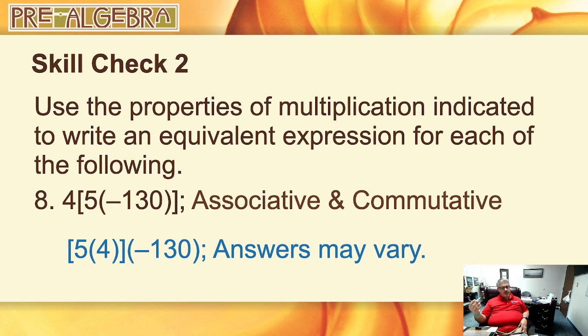So maybe instead of the 4 times 5, we may go 5 times 4 with it and change that order too. So here's a potential solution. We've moved the 5 over here, the 4 over there. We've changed the brackets there from, since they were around the 5 and the negative 30, and we move those over here to the 5 and the 4 to group those together. Okay? All right, so those are the properties that we're talking about here.